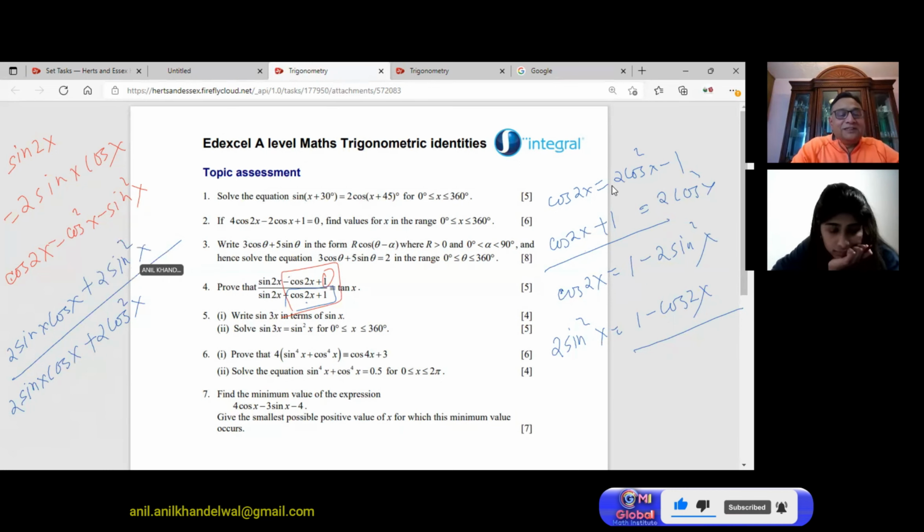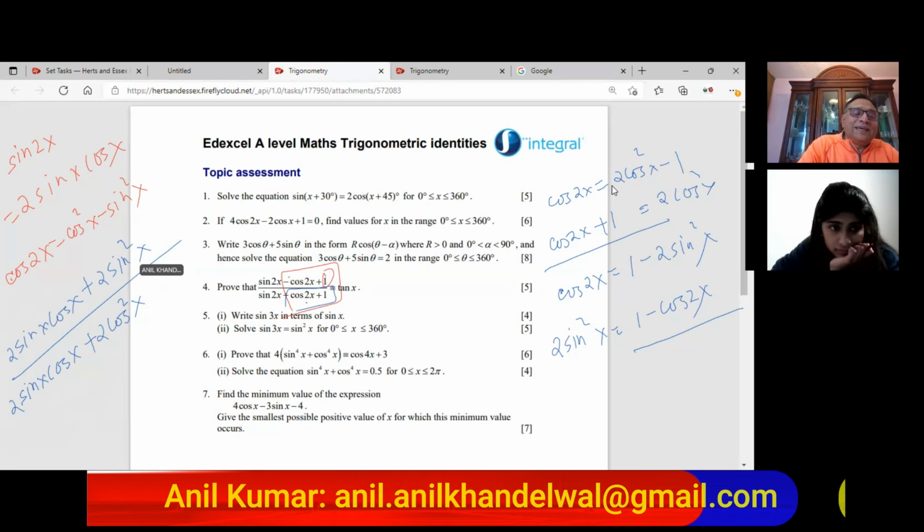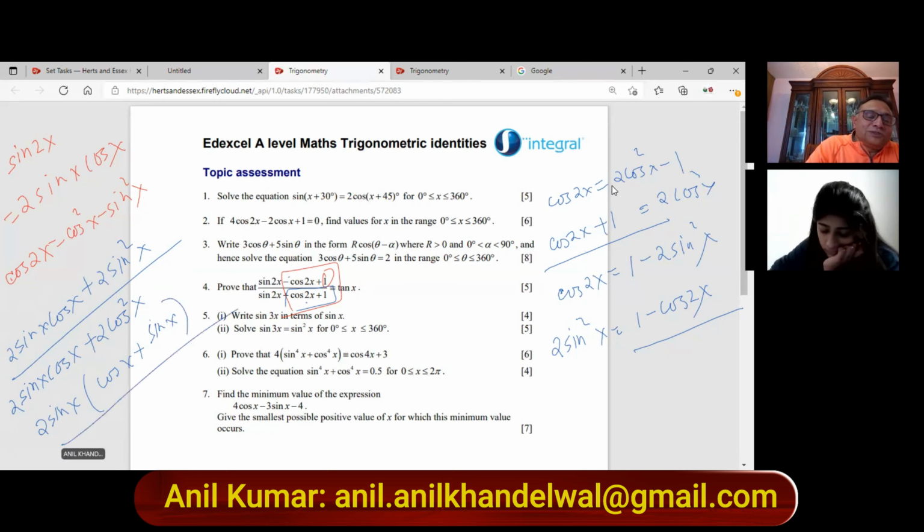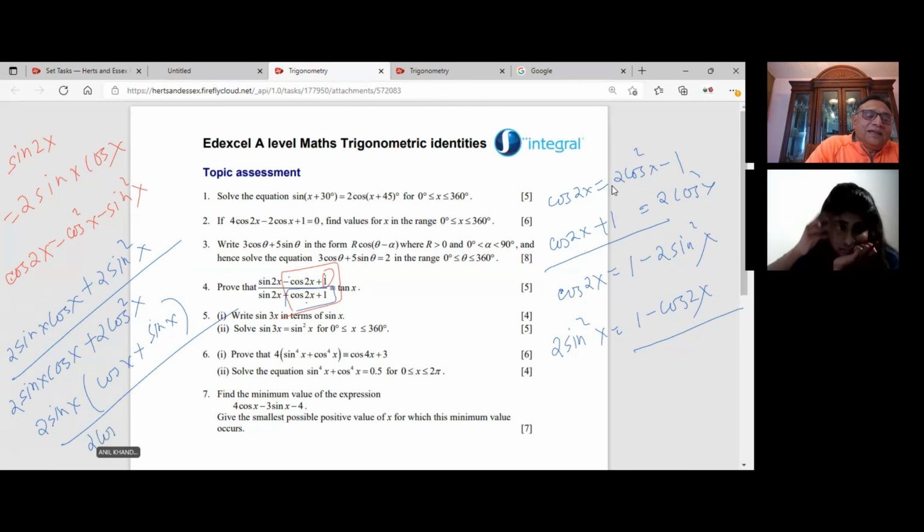Now see how simple it is. I can take 2 sine x common in the numerator, and then you can take cos x and make tan. Because I took sine x common, here also I will take 2 cos x common, and what I get is sine x plus cos x.